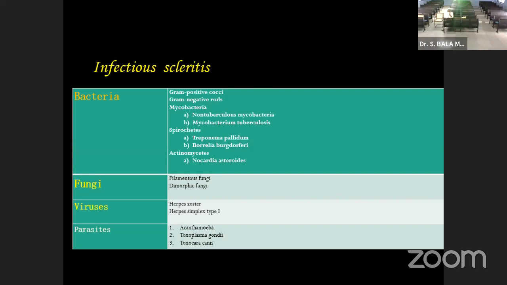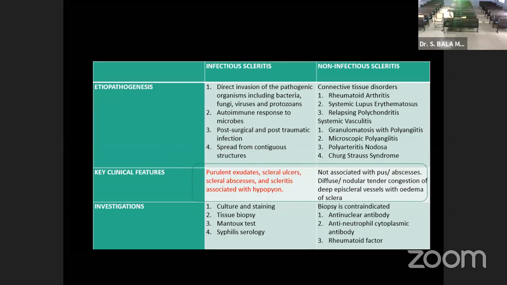Infectious scleritis could range from bacteria, fungi, viruses, and not to forget the parasites as well. And the point is to differentiate infectious from the non-infectious counterparts. The presence of purulent exudates, scleral ulcer, and characteristically hypopyon should act as a pointer for the clinician.